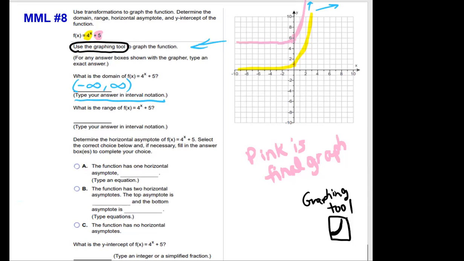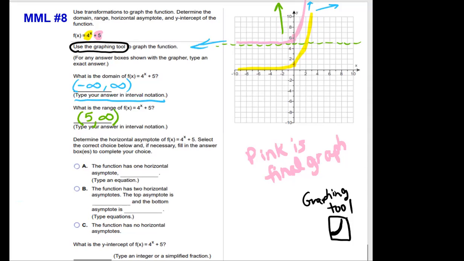Now the range is different. The range of the pink graph, this graph doesn't drop below. You have a horizontal asymptote right here going through 5. So there are no points with y coordinates of 5. Gets real close to it, but doesn't hit it. So you're going to use a parenthesis to say start at 5, but don't include it. And then, of course, this thing does keep going up. So it goes to infinity.